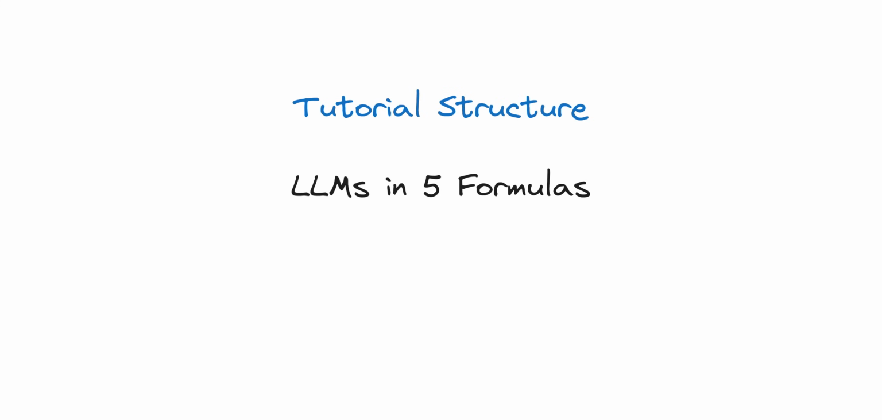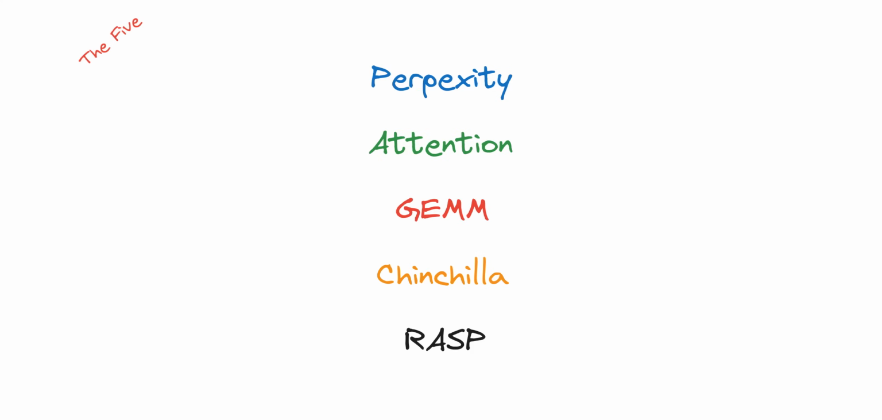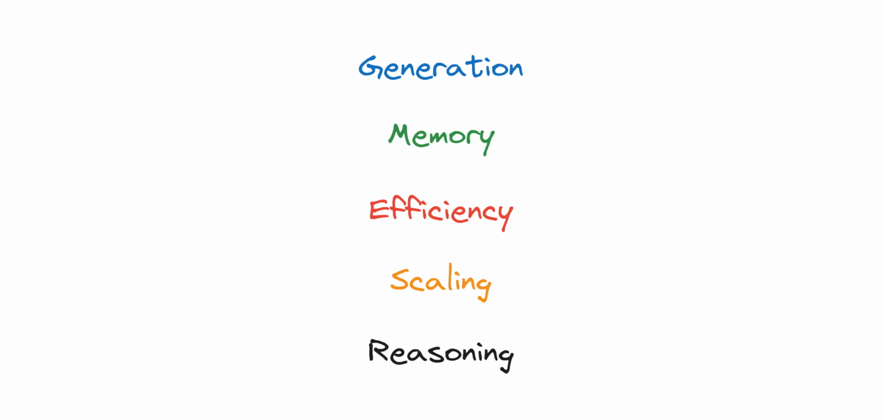So with that as a unifying theme, the tutorial structure is to talk about large language models in 5 formulas. Now, I won't leave you hanging. I'll tell you the 5 that I chose. In particular, I'll have sections on Perplexity, Attention, GEMM, Chinchilla, and RASP. Now, if you haven't seen these before, those will be pretty mysterious names. If it helps, these correspond to generation, memory, efficiency, scaling, and reasoning.